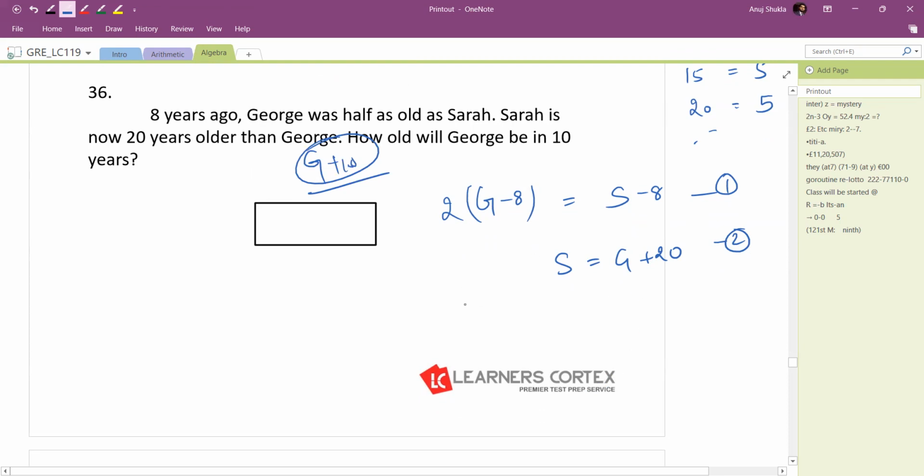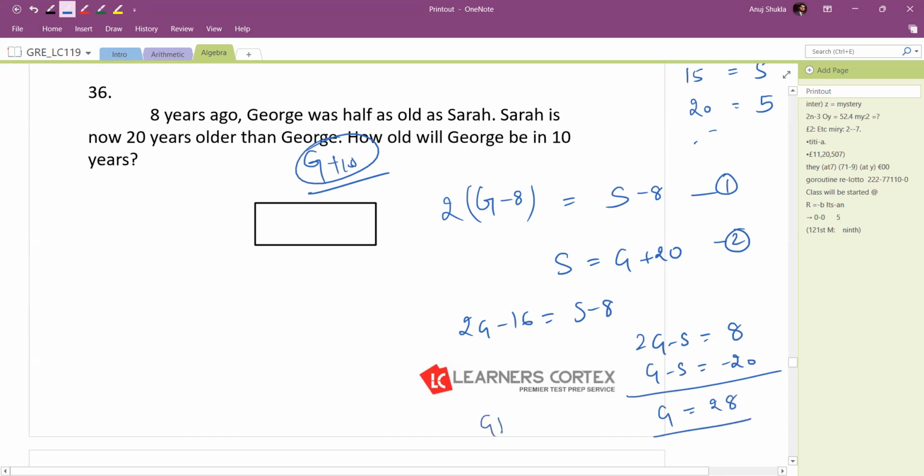Okay, solve it. So this is 2g minus 16 equal to s minus 8. You can say 2g minus s equal to 8, and this is g minus s equal to minus 20. So when you subtract, this will be g equal to 28. So g value is 28. So g plus 10 value will be 38. So the answer is 38. It is nothing, just make equations, solve it, and then get the answer. Okay, clear? Yes.